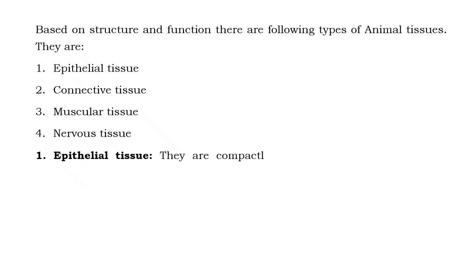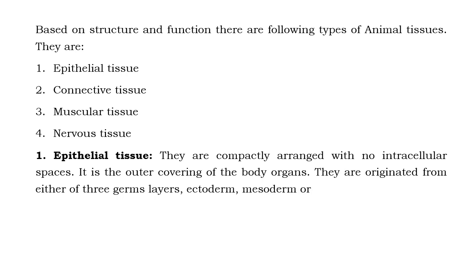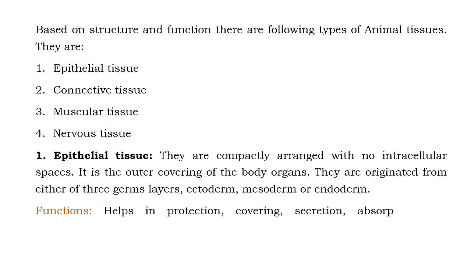They are compactly arranged with no intercellular spaces. It is the outer covering of the body organs. They originate from any of three germ layers: ectoderm, mesoderm, or endoderm. Functions: helps in protection, covering, secretion, absorption, gas exchange, reproduction, and sensation. There are the following types of epithelial tissue.